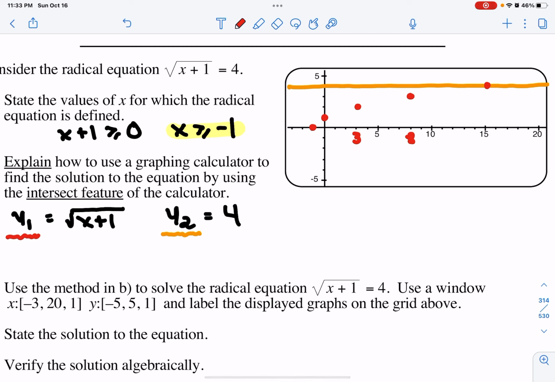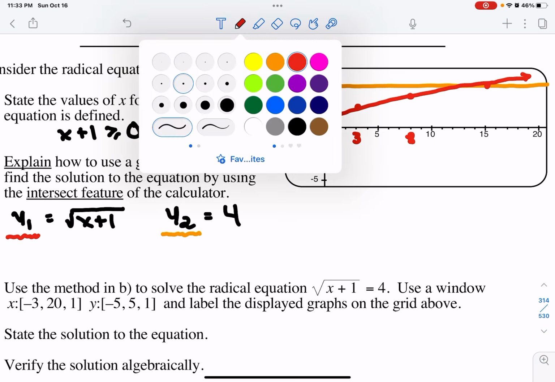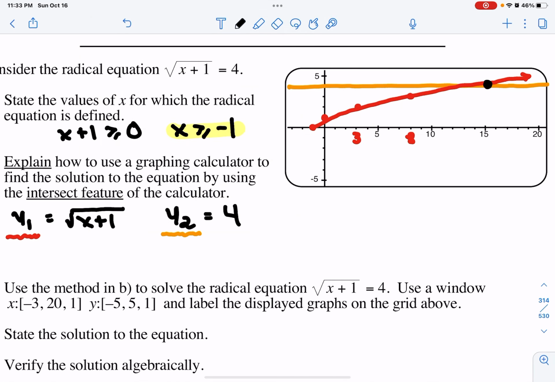It starts at x equals -1 and continues upwards and upwards and upwards until it intersects and starts flattening out. We have an intersection point at 4. And this should make sense because we said the red graph, or the y1, should be equal to that 4, or the y2.